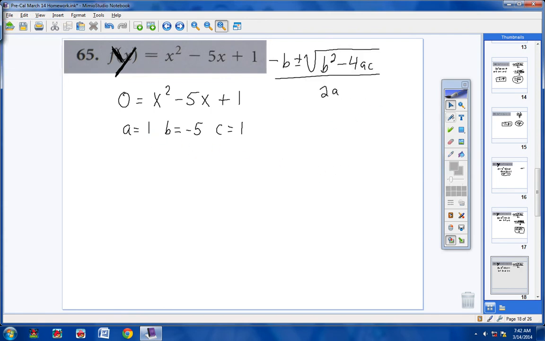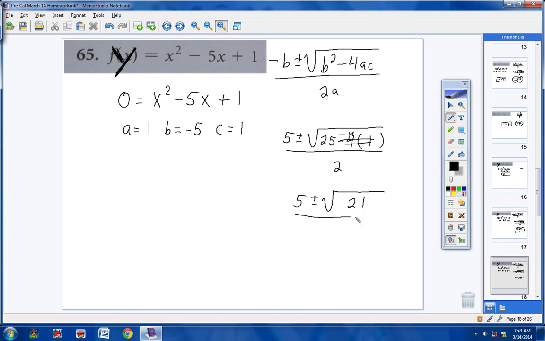Now, we start off with negative b, and b is already negative, so a negative negative 5 is a positive 5. Plus or minus the square root of b squared. If you square negative 5, you're going to get 25, and then minus 4ac. 1 times 1, 1. All over 2 times a. A is 1. 2 times 1 is 2. And now we're going to simplify the radicand. So we have 5 plus or minus the square root of negative 4 times 1 will just give me a negative 4, and 25 minus 4 is 21. So it's kind of funny. We get the exact same radicand as the last problem, and you cannot simplify 21. None of your perfect squares will go into 21. So that's your answer, again, unless you want to type into your calculator and get out decimal answers. Okay?